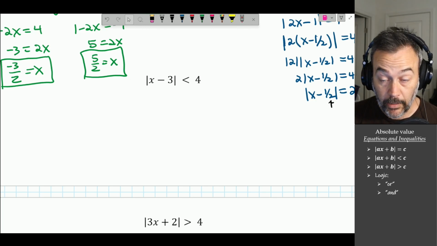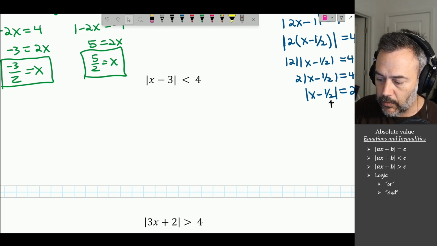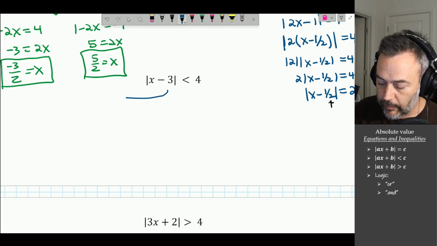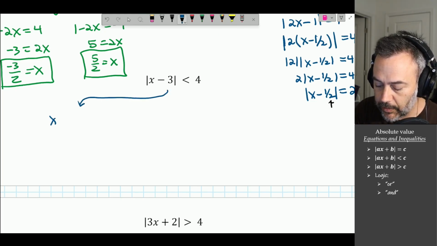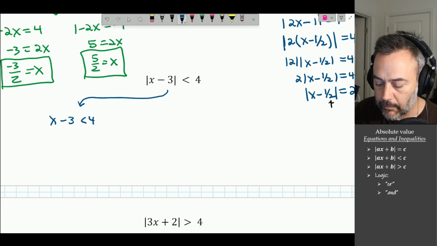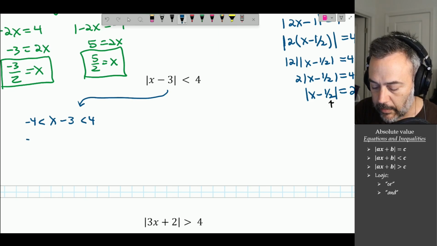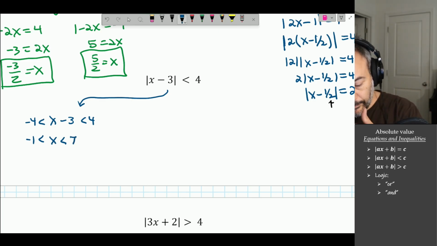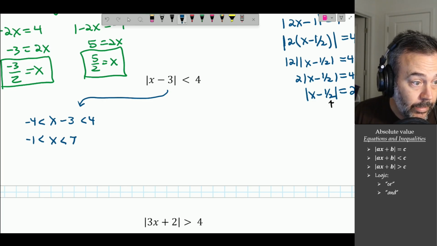Now, on the inequality, to do it algebraically, we would break it up using our rule that we just mentioned a moment ago. Absolute value of x minus 3 is less than 4. That means x minus 3 is less than 4 and greater than -4. Add 3 to everything, and we get -1 is less than x is less than 7.